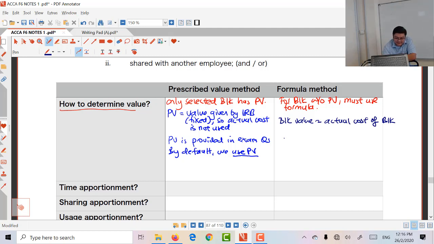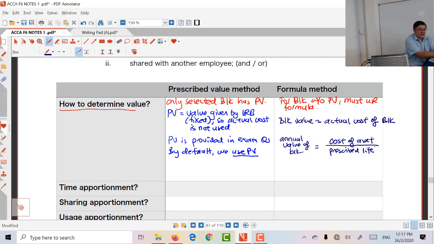So the formula is telling us that the annual value of the BIK is usually the cost of the asset divided by the prescribed life. Okay, the cost of the asset divided by the prescribed life. The life is not given in the exam table. That's why just now when we went through the table, it's not given. But normally, if they want to test you in the exam question, they will tell you in the question.